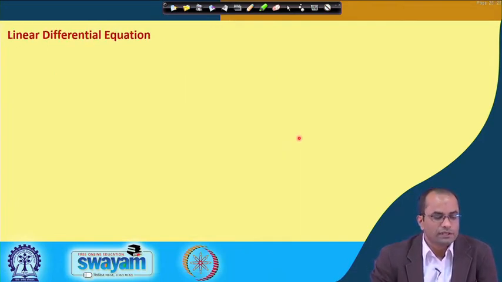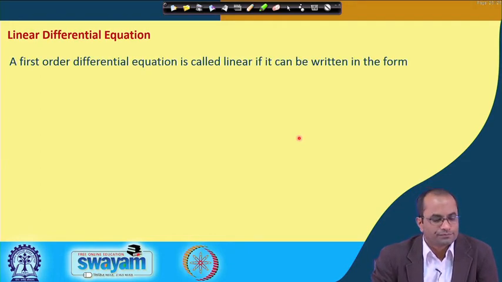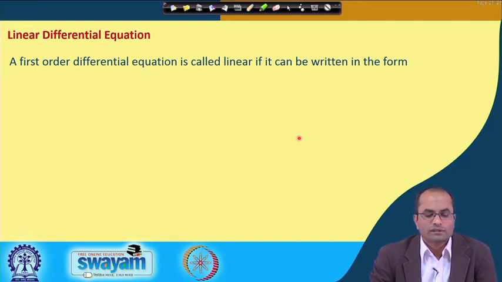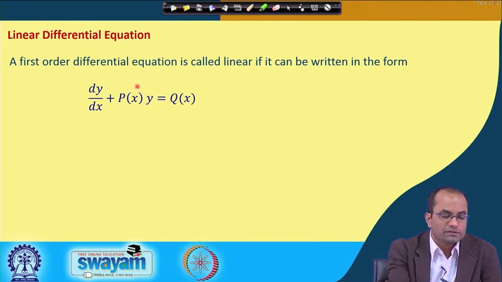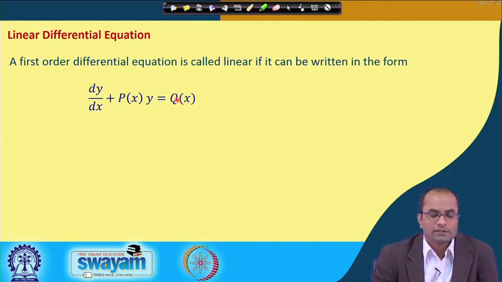So, here this linear differential equations is the topic of today's lecture. A first order differential equation is called linear if it can be written in this form: dy over dx plus p(x) y is equal to q(x). Here p is a function of x only and q is also a function of x, but that can be a nonlinear function of x.